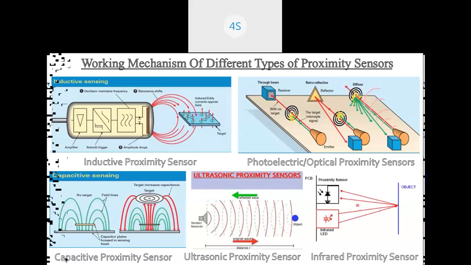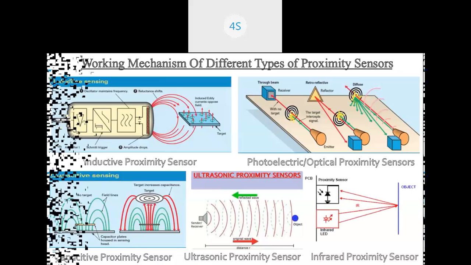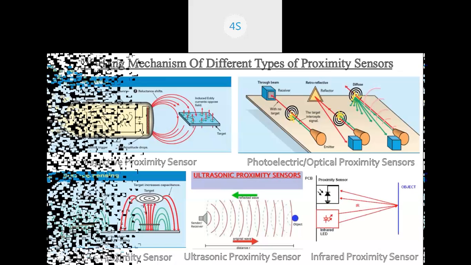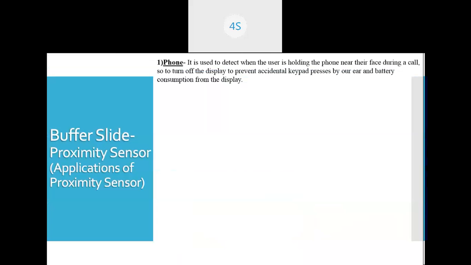there's the same mechanism as the infrared sensor. And there are different uses of proximity sensor. In the phone, it's mainly used when the user is holding the phone near his face during a call. Sometimes we see that when we take a call near our ear, the screen gets closed automatically. This is due to the proximity sensor near our front selfie camera. It helps us to turn off the screen to prevent accidental keypad presses by our ear or battery consumption by our display.